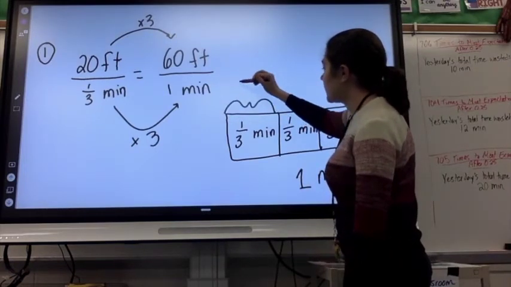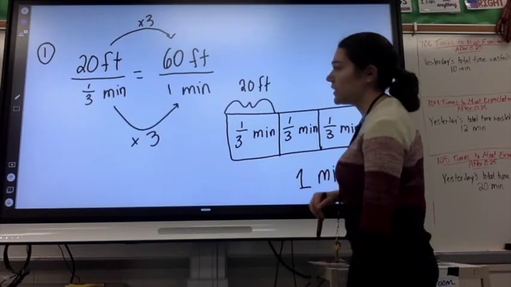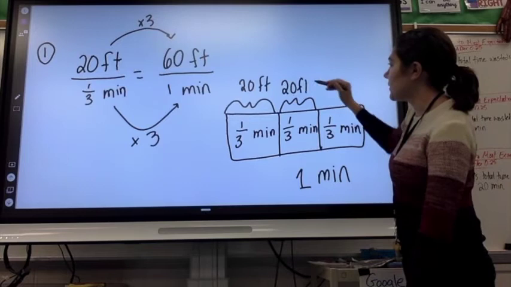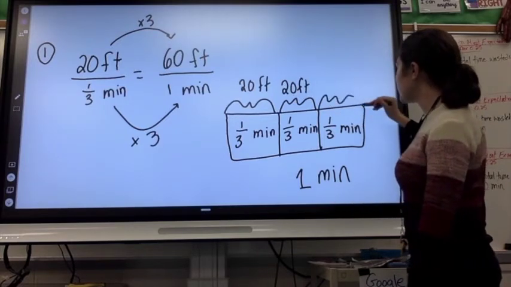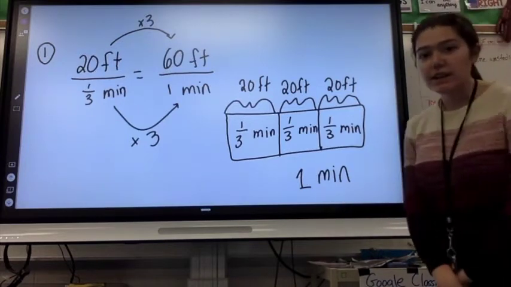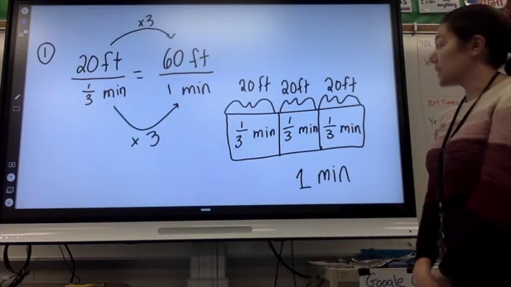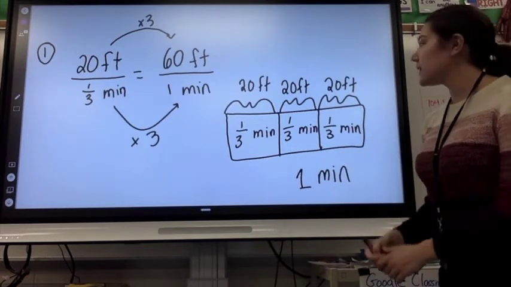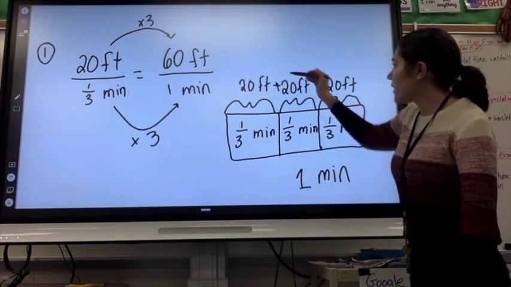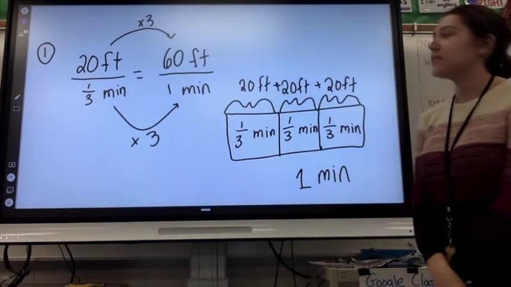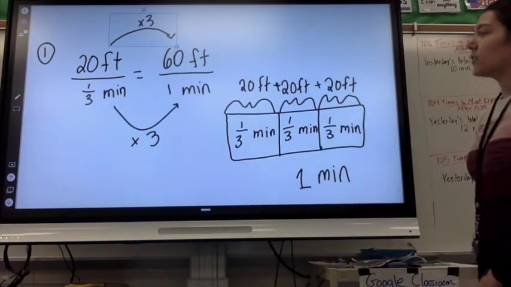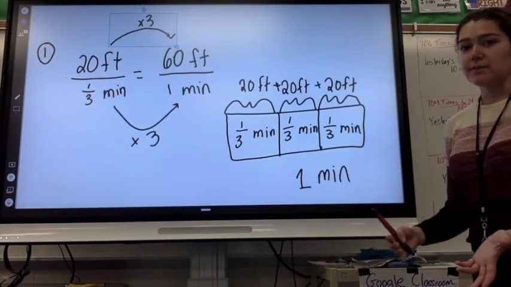This 1/3 corresponds with Bob walking 20 feet. This 1/3 corresponds with Bob walking another 20 feet. And this 1/3 represents Bob walking another 20 feet. Every 1/3 of a minute, he's walking 20 feet. So if we're trying to figure out the total in that 1 minute, we add 20 plus 20 plus 20, which is 20 times 3, just like we did up here. And we get 60 feet. So that's a way of thinking about it in terms of a diagram.